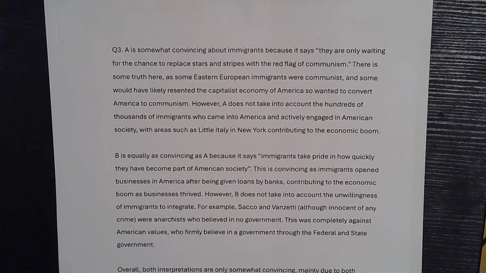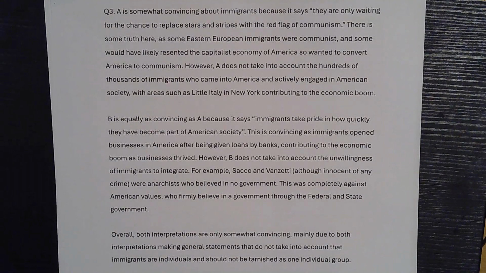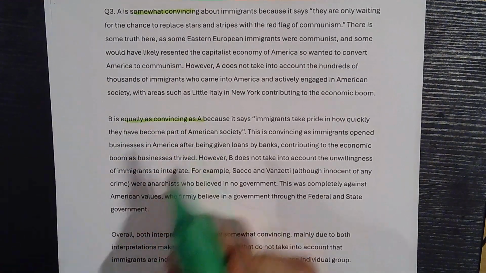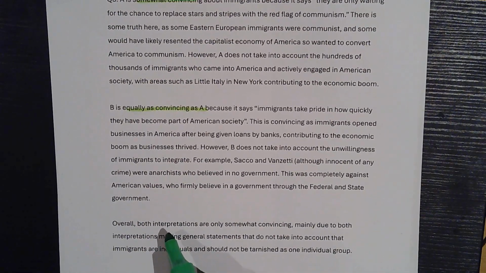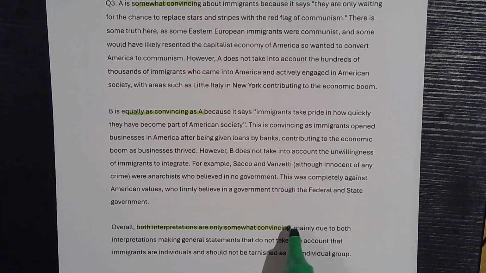And the answer is exactly the same as the one I've just shown you, but there is a small conclusion added to the end. And what's really important here is that in a conclusion you sum up what you've said. So in your answer you said that A is somewhat convincing and B is equally as convincing as A. So basically they're both the same in terms of how convincing they are. There's things that are convincing, there's things that aren't. So you need to basically say the same in your conclusion. So overall, both interpretations are only somewhat convincing.